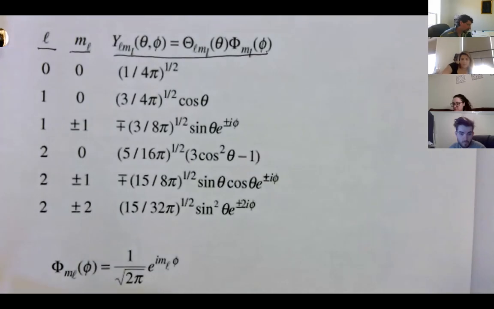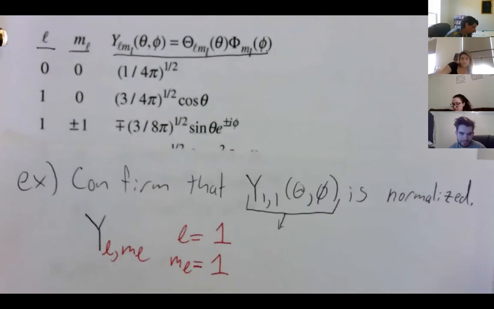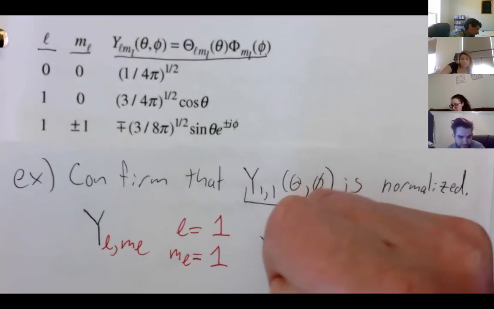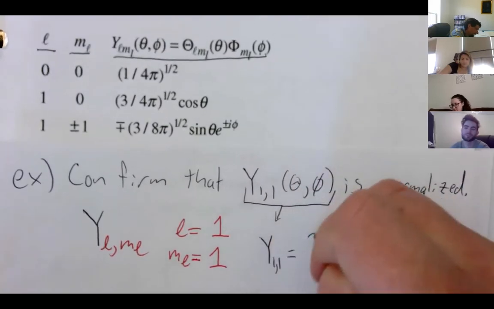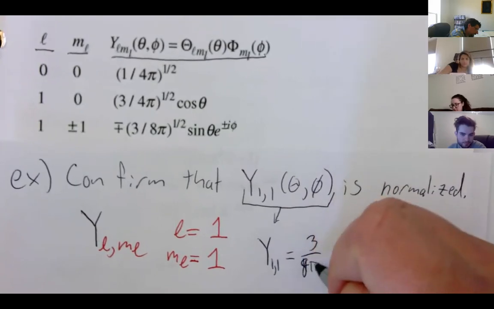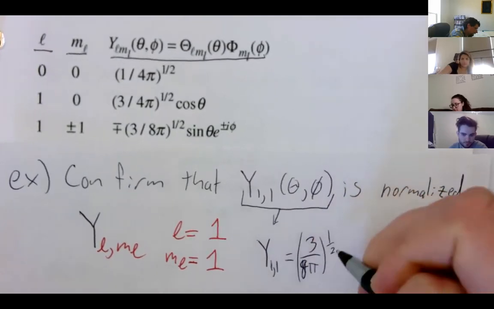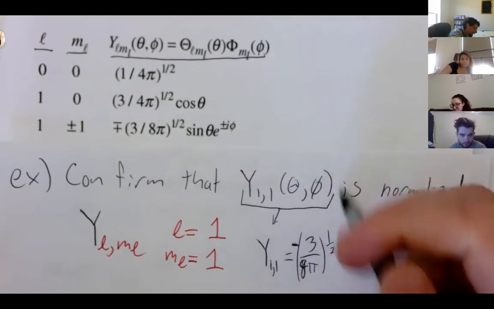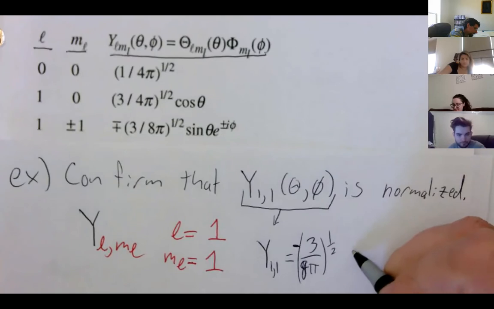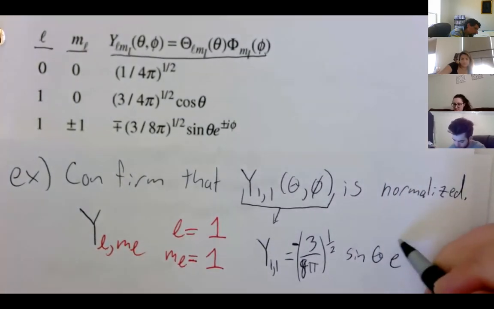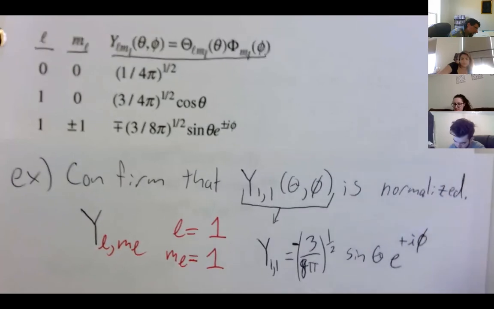So what's our function going to be? Minus plus. Why is it minus plus? It's going to be negative 3/8, pi to the 1/2, times sine theta times e to the positive i phi. Oh, wait, 3/8, my bad. And then negative 3/8. It's negative, right? Yep. Okay, what else do we got? Times sine theta times e to the positive i phi. Yep, that's it.